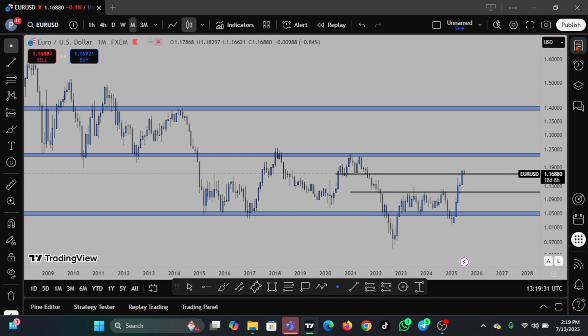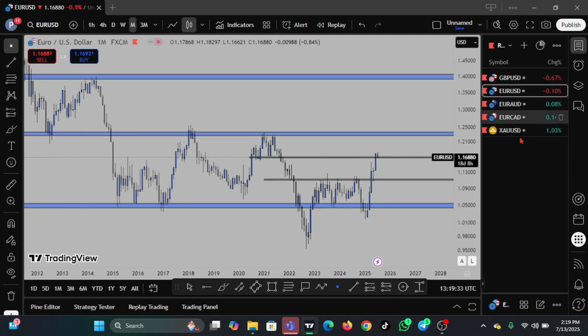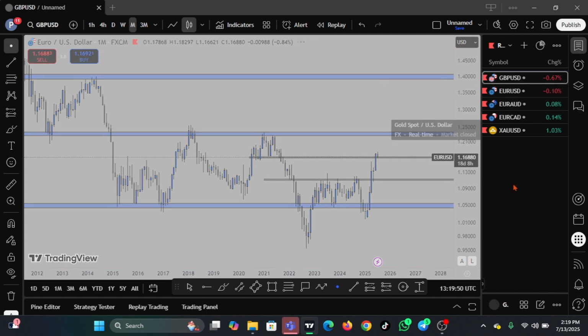I have here with me about 5 currency pairs that I'm looking for trading opportunities in the week we want to get into. So I have GBP USD, Euro AUD, Euro CAD, and gold. So these 5 are already presenting a very good opportunity for me. So let's look at it one after the other.